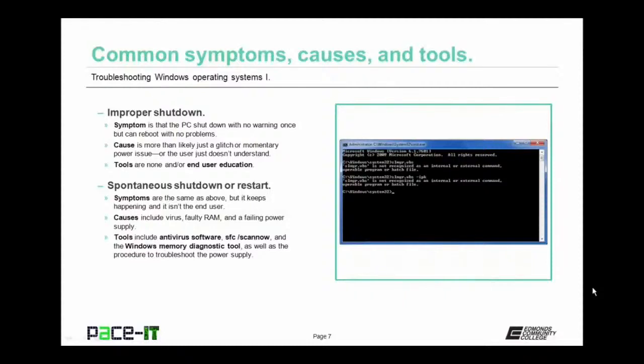Now, there are other shutdown issues like spontaneous shutdown or restart. The symptoms are kind of the same as the improper shutdown, but it keeps happening, and it isn't the end user. Causes can include malware, faulty RAM, and a failing power supply. The tools that you can use to troubleshoot this are antivirus software, system file checker with the scan now option, and the Windows memory diagnostic tool. If none of those do it, then you might want to follow the procedures for troubleshooting a power supply.